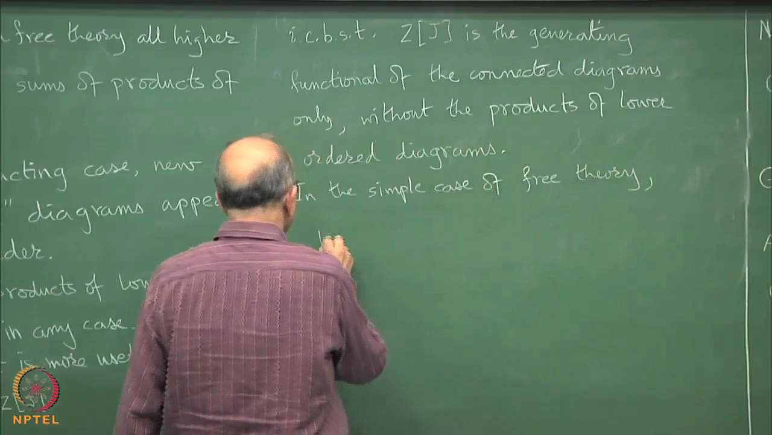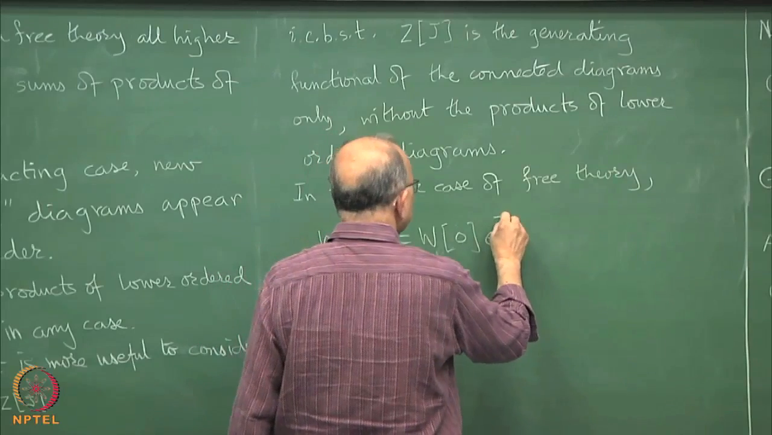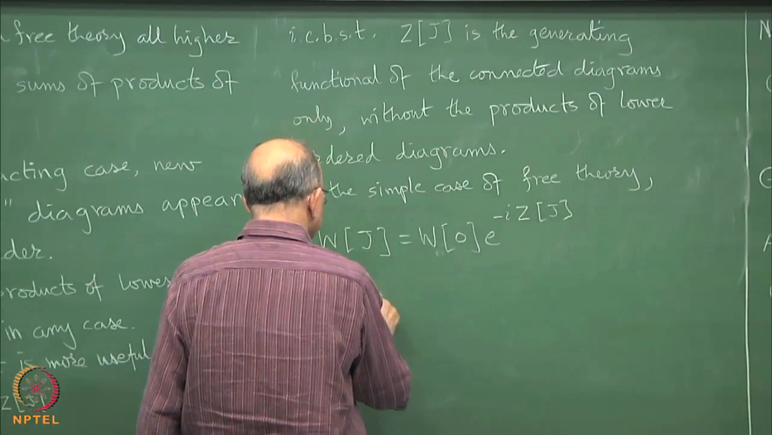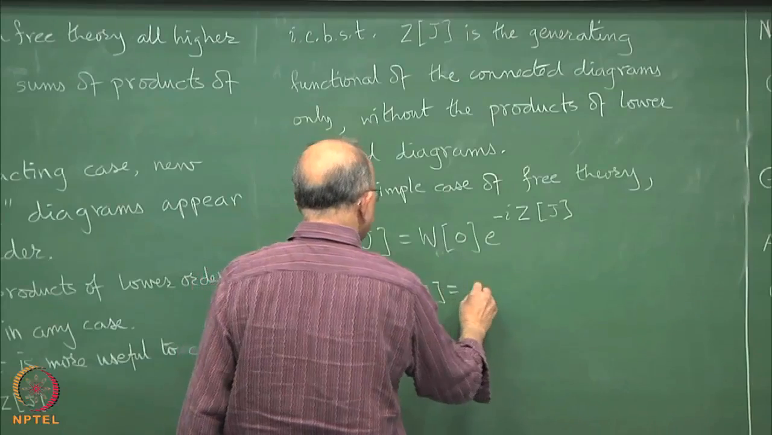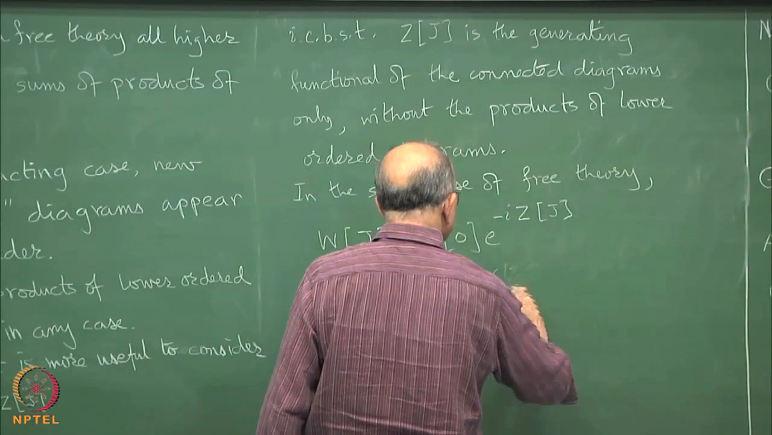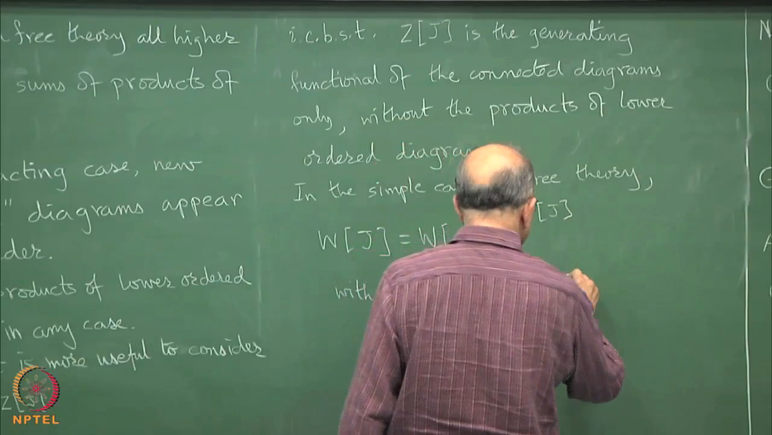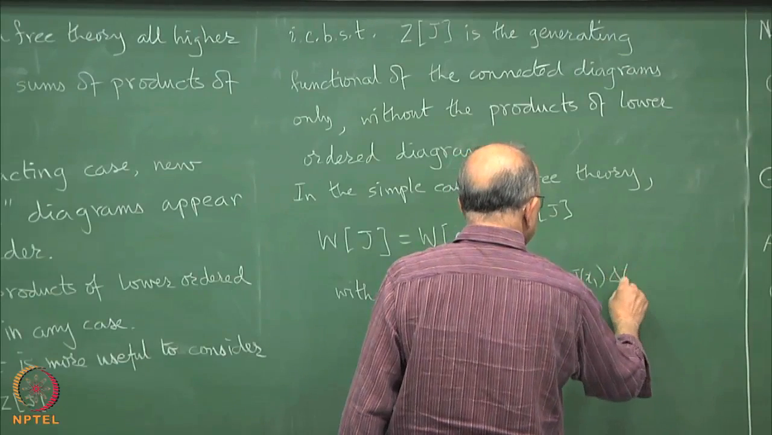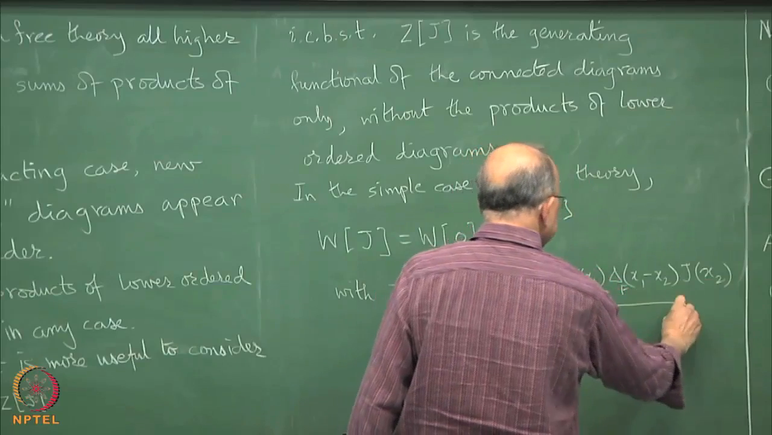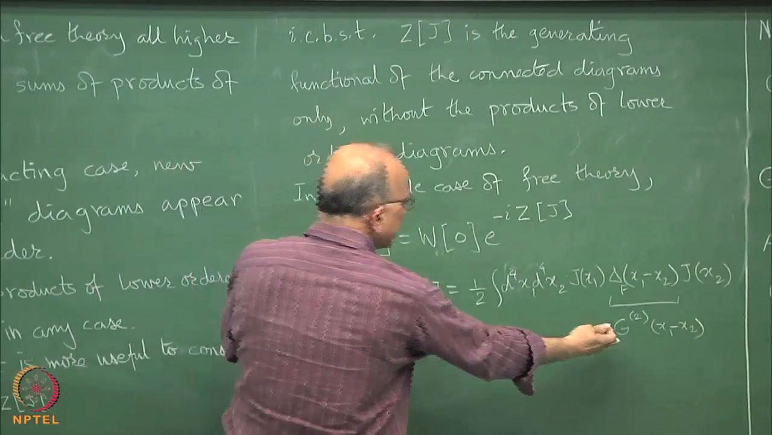we already see this because W of J is equal to W0 times e raised to minus i times Z, with Z equal to, I have to retain that one half factor, one half integral d4x1 d4x2, right? I should use Ramond's notation, but may as well write down everything. So J(x1) Delta_F(x1 minus x2) J(x2), but this we already know is G2. And we know that exponentiating just G2 is going to produce the W.